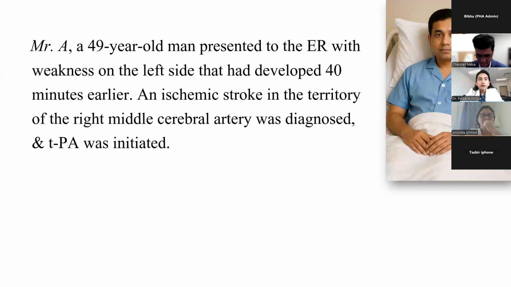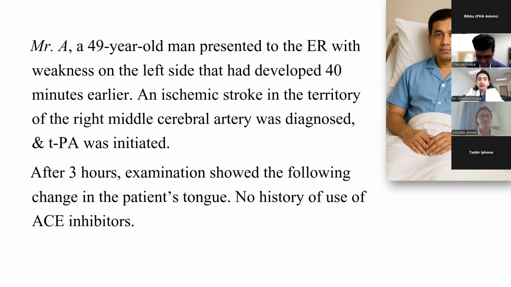This is Mr. A. He is a 49-year-old man who presented to your emergency department. He has weakness on the left side that had developed suddenly just 40 minutes earlier. An ischemic stroke in the territory of the right middle cerebral artery was diagnosed by you, and you initiated tissue plasminogen activator, or thrombolytics.